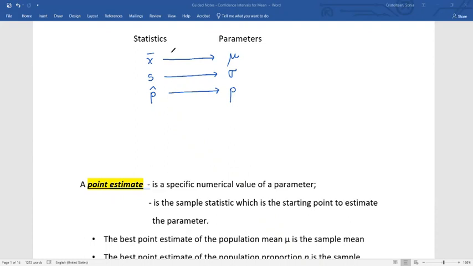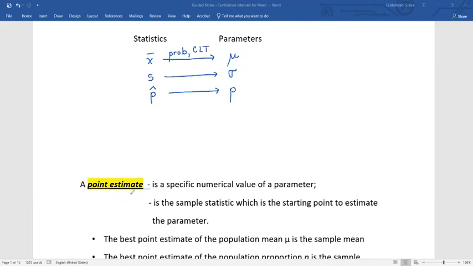And how is it possible? Well, we talked a lot about probability. We talked about central limit theorem. So we will apply all of this here and we'll be able to get somewhere closer to these parameters. So let's get started with the definitions.